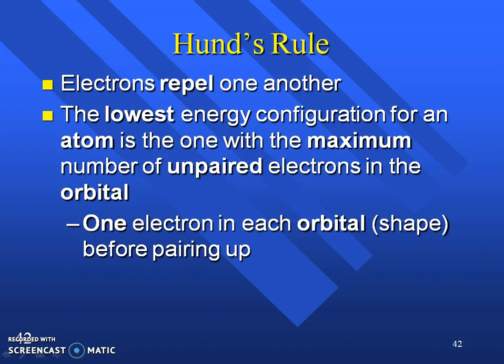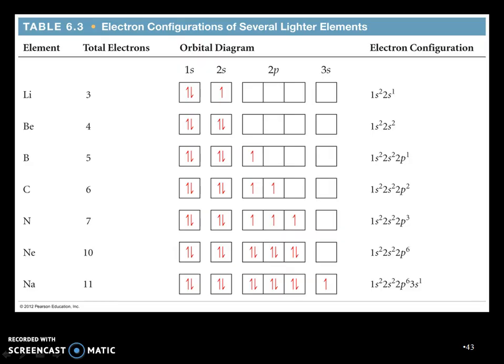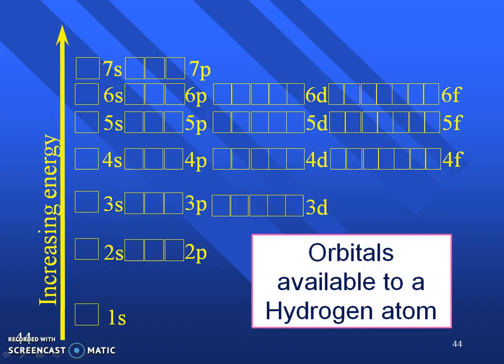So Hund's rule, he told us that electrons repel each other. So the lowest energy configuration for an atom is one with the maximum number of unpaired electrons in that orbital. So in other words, 1 electron in each orbital before we start pairing up. So he gave you some examples here of what lithium would look like, what carbon would look like, what neon would look like, just to give you an example of how we're going to fill in 1 electron in each of those orbitals before we start pairing up.